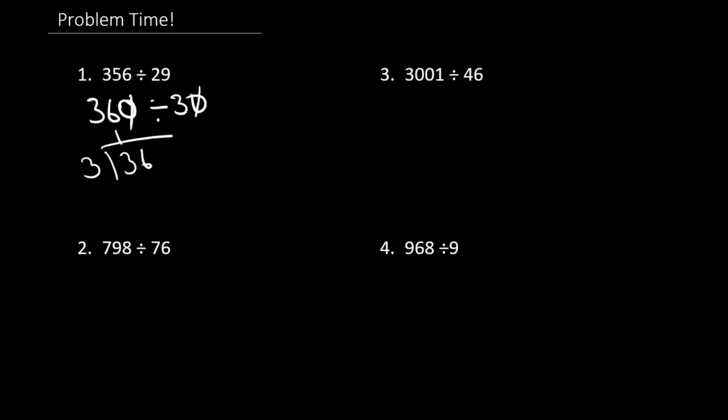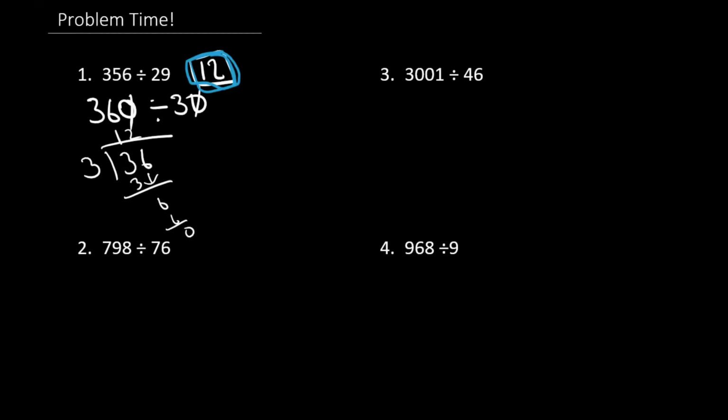So 3 goes into 3 once. 3 goes into 6 twice. And our estimate for the first question would be 12. So let me just box it in a different color. Okay, I hope that's better.